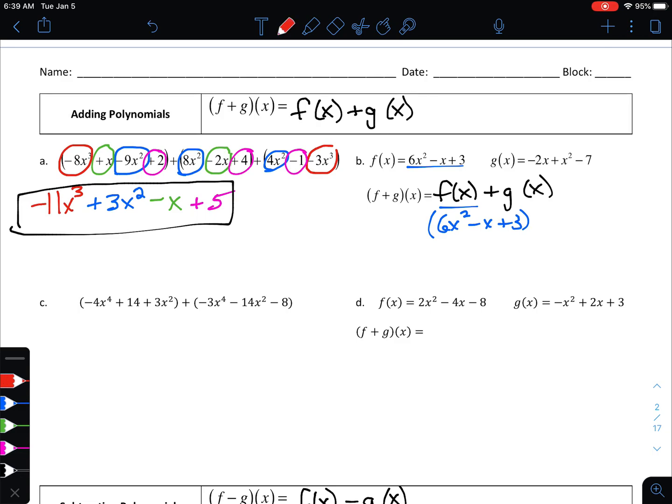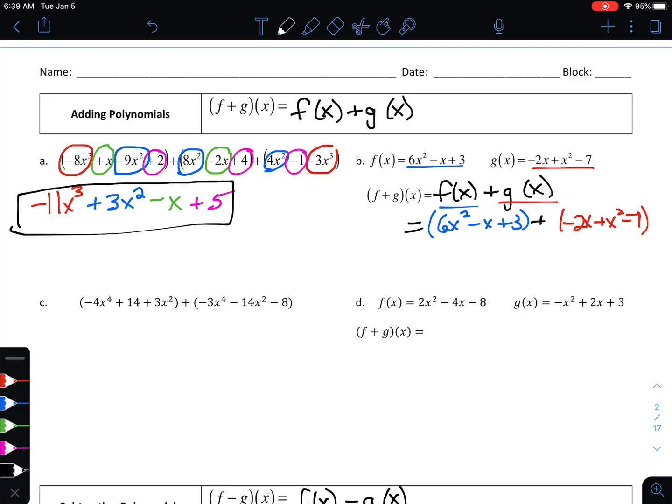And then we'll do the same thing for g of x. We'll substitute its values in. So negative 2x plus x squared minus 7. All right. So now really what it becomes is just like example A.